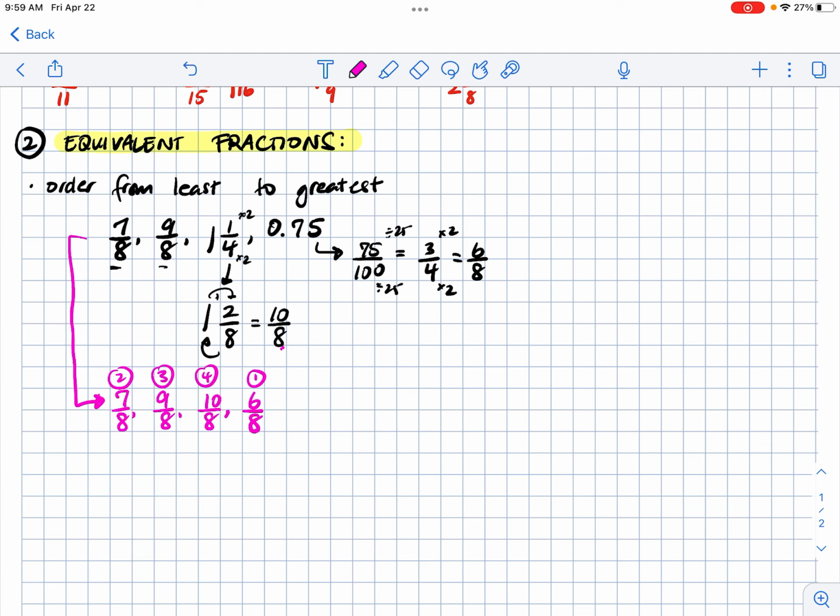So I like to keep it back in its original form. To order it from least to greatest, the least is going to be 75 hundredths. And then it's going to be 7 over 8. And then it's going to be 9 over 8. And it's going to be 1 1/4. So that's our answer to that.